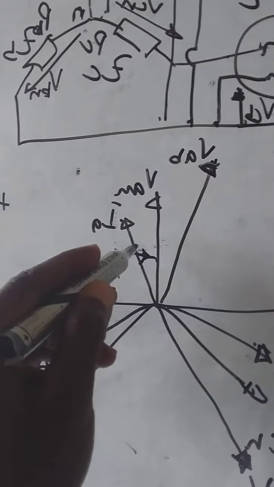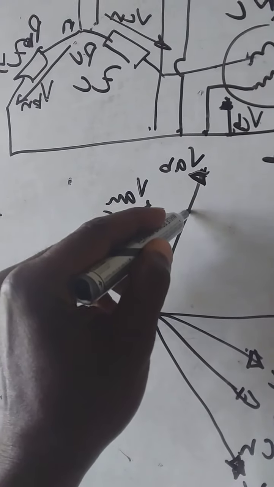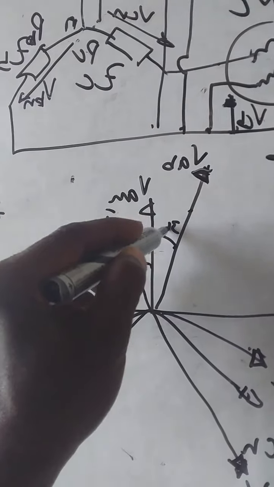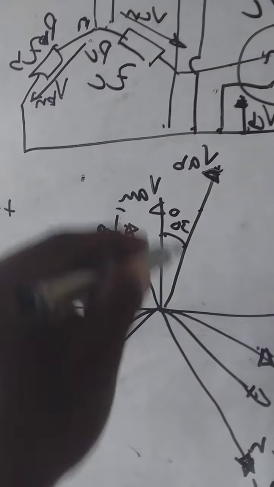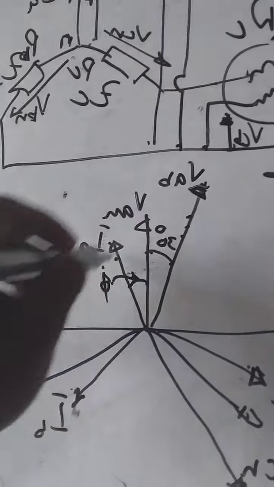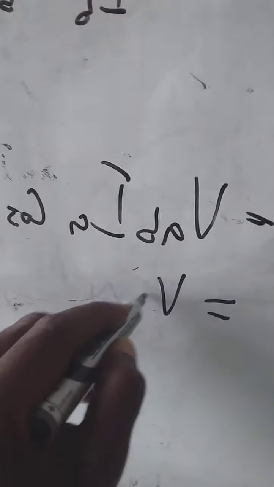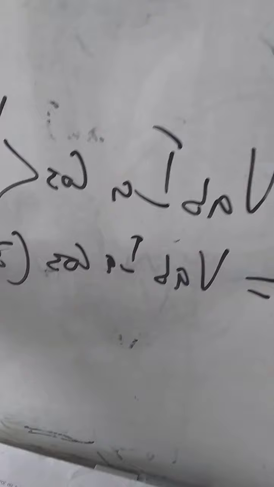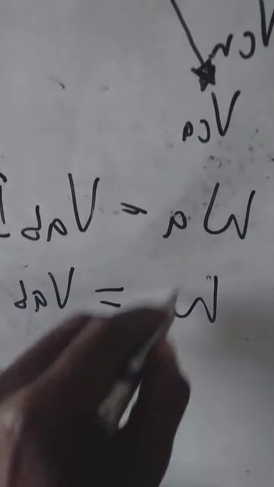So between the line voltage and the phase voltage, we have 30 degrees. 30 degrees difference between line and phase. So now between VAB and IA, it is 30 degrees plus phi. So that leaves us with VAB IA cos(30 degrees plus phi). That is the wattmeter reading in A.